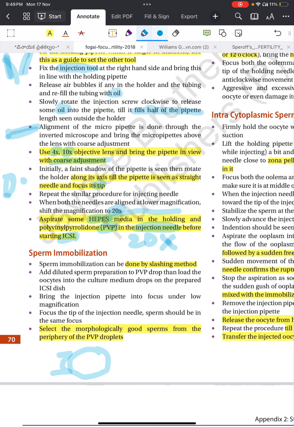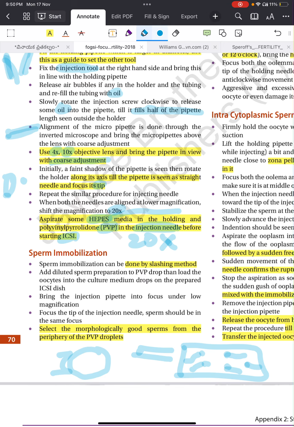Now we'll take a slide where sperms are present. So sperms are rotating, they're mobile. These mobile sperms we'll now immobilize, because if we take mobile sperms into the pipette, they move very fast, so we can't do it. So sperm immobilization will be done before doing ICSI.